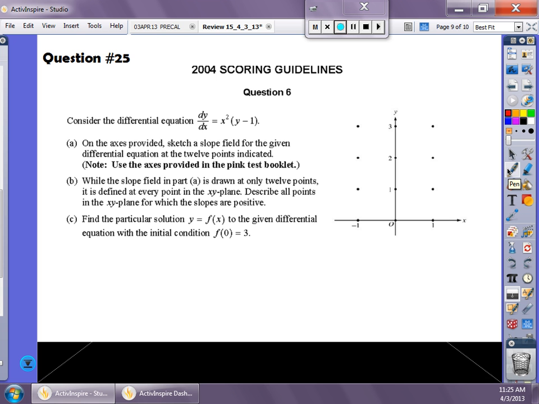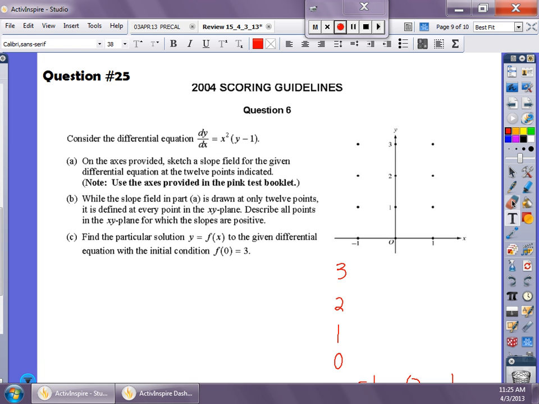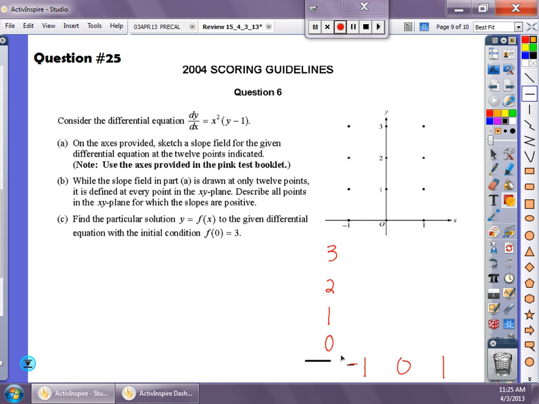Well, for this question, I would make a table. I don't do these well in my head because I lose my place. So I would make a table. My y values are 3, 2, 1, 0. My x values are -1, 0, 1. And then I physically make a table, and I fill them out.